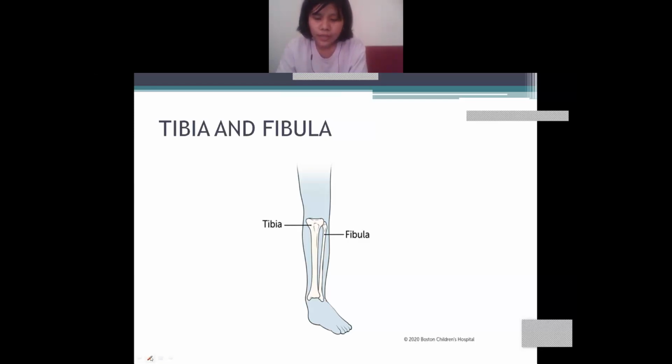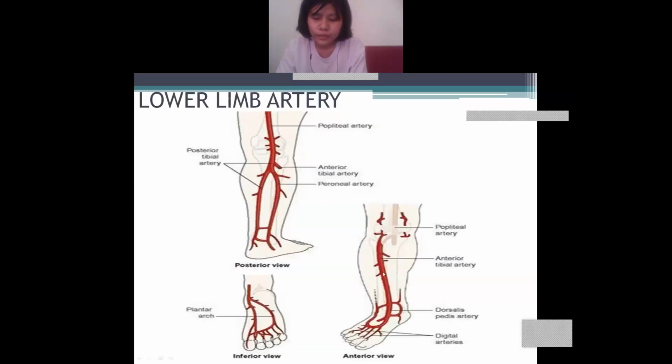And what does it do? It supplies blood to the structures of the front of the leg. This is the front of the leg, right? So it will supply all the structures, whatever is there, all the parts. You can say that.